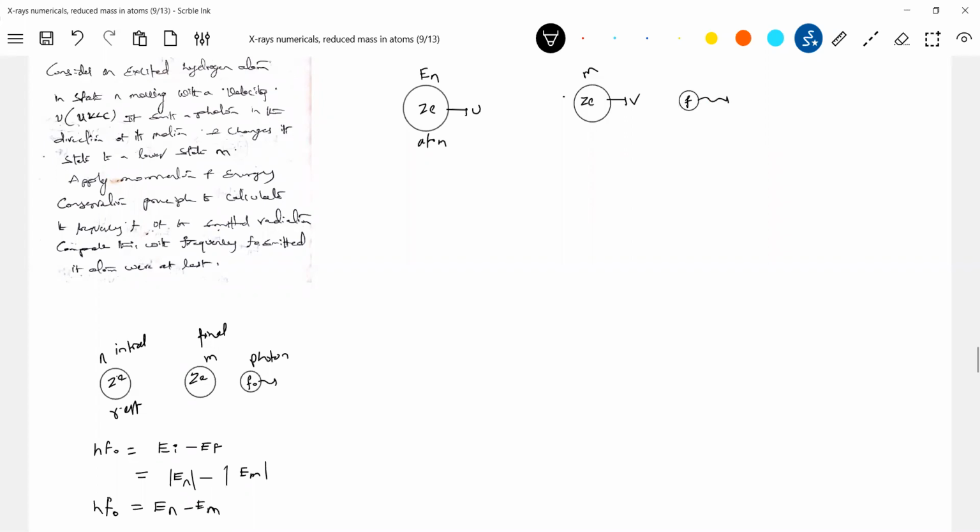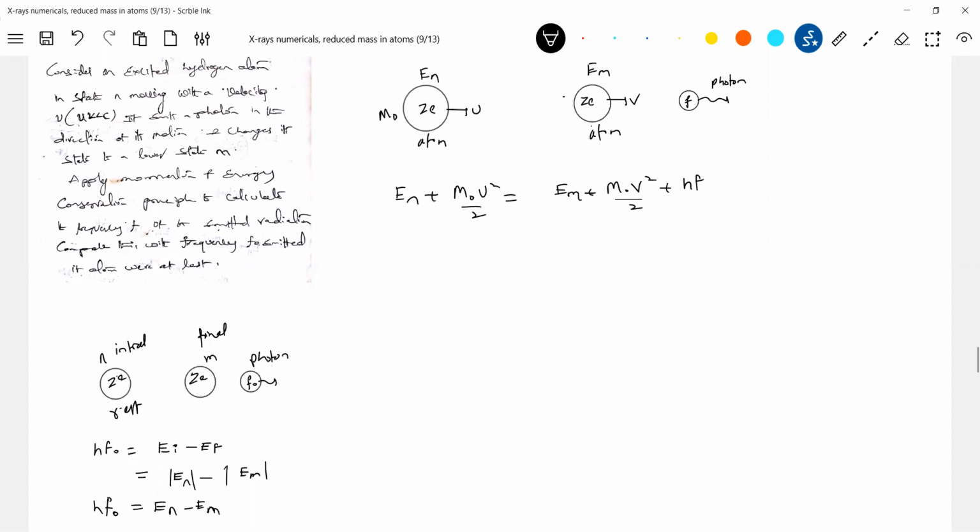After ejecting the photon, it will come to the energy. What happened? This is the atom, it will come to M state. He's now asking the frequency of this particular photon. Okay, let's write the energy equation first. En plus m naught u square by 2 equals Em plus m naught v square by 2 plus energy of photon. Energy of photon is hf.